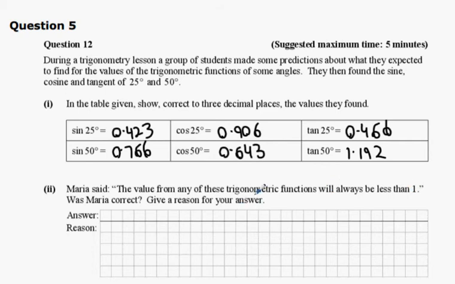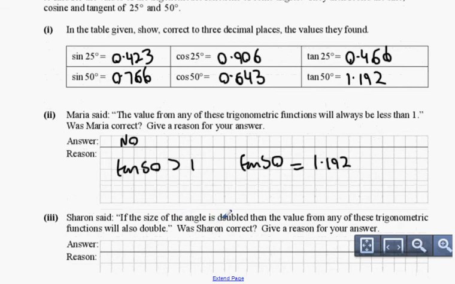Okay. Maria said the value from any of these trigonometric functions will always be less than 1. Was Maria correct? No. Why? Tan 50 is bigger than 1. Tan 50 equals 1.192.